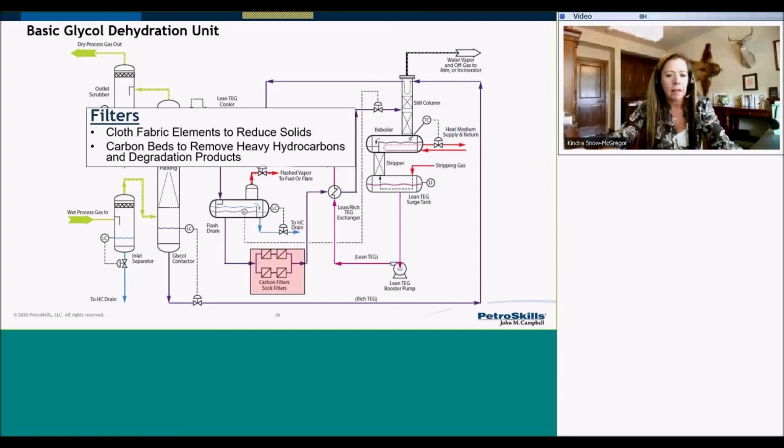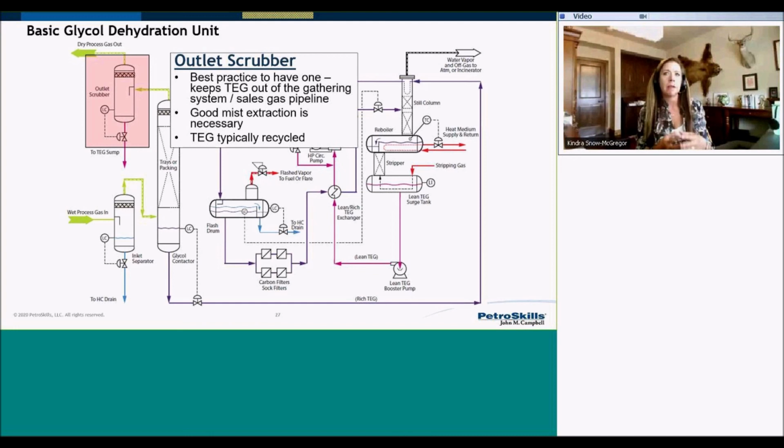And lastly, we have our outlet scrubber. All right. Many plants do not have this outlet scrubber. If I have a field unit sitting out at a well site, I likely will not have that outlet scrubber. If I'm in a big, central processing facility, then I will.